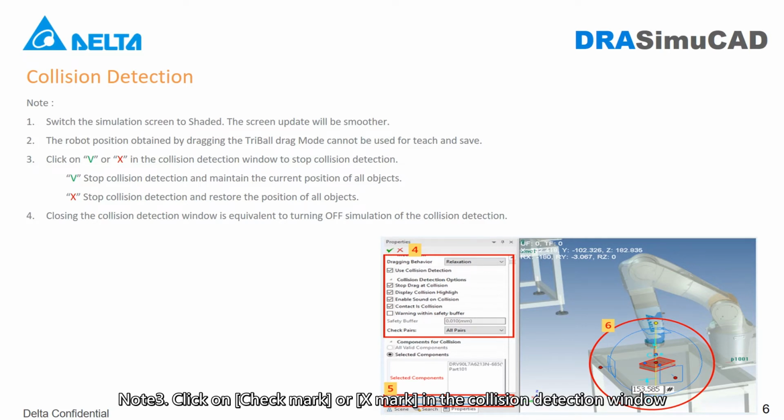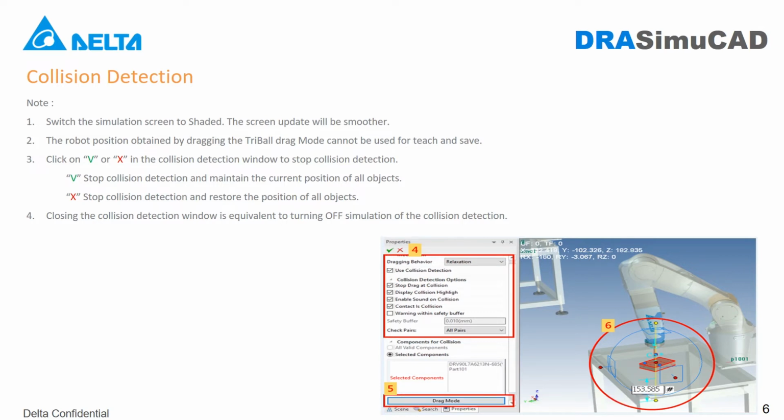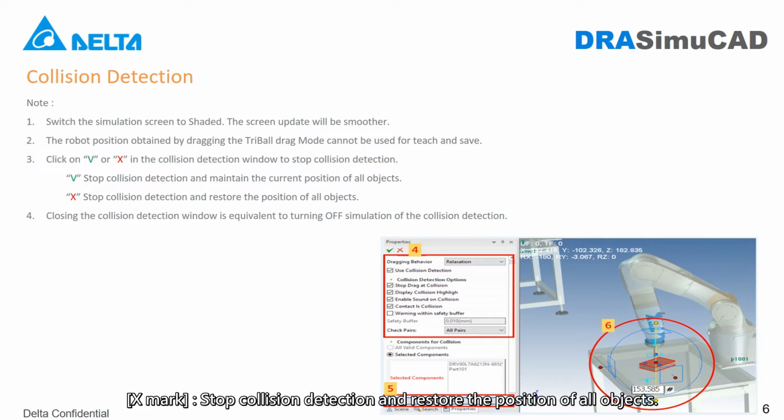Note 3. Click on the check mark or X mark in the collision detection window to stop collision detection. Check mark: stop collision detection and maintain the current position of all objects. X mark: stop collision detection and restore the position of all objects. Note 4. Closing the collision detection window is equivalent to turning OFF simulation of the collision detection. Demo video as follows.